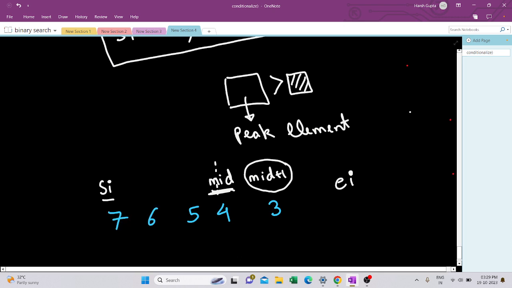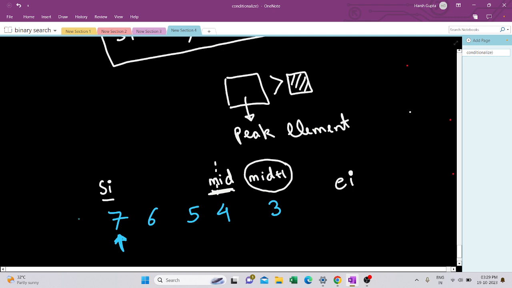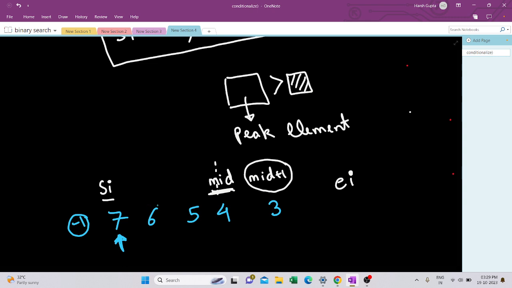If this is the case, then we will definitely get our answer as this seventh number, the index corresponding to this 7, because to the left of the 7 the number is less than 7. So this 7 will be the peak element.